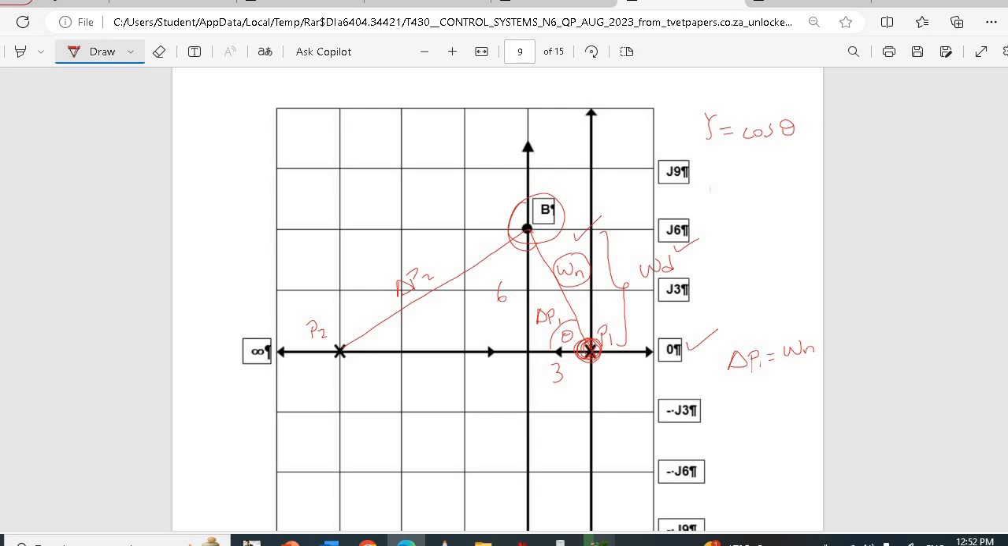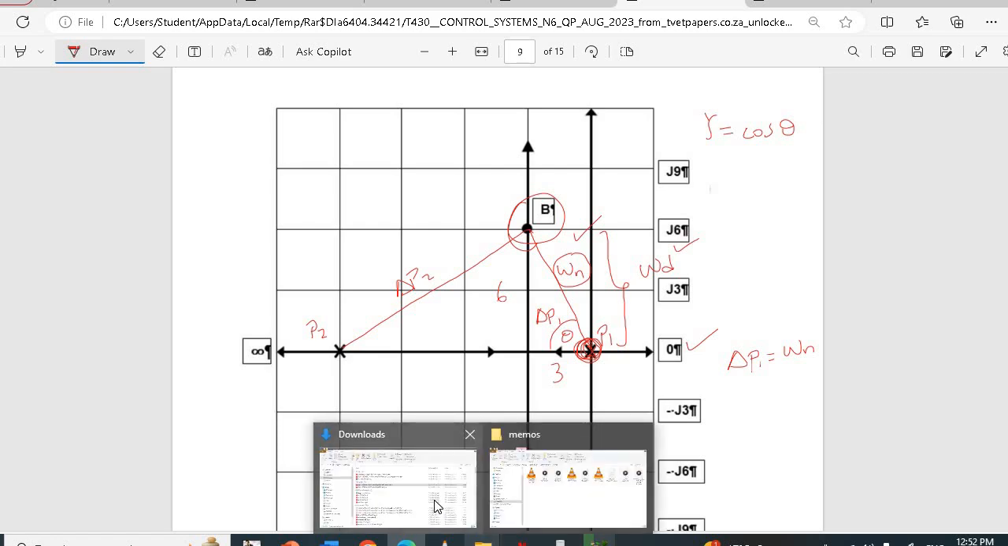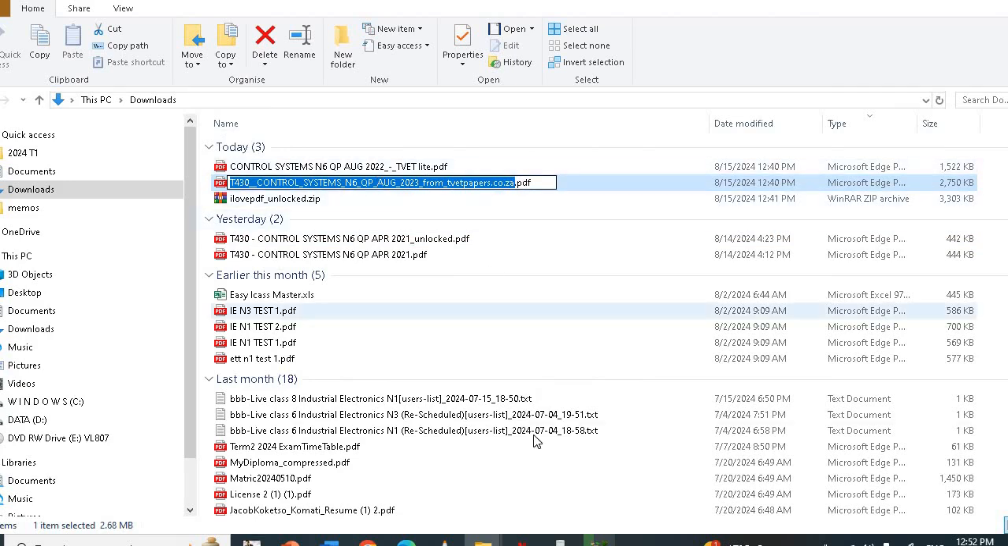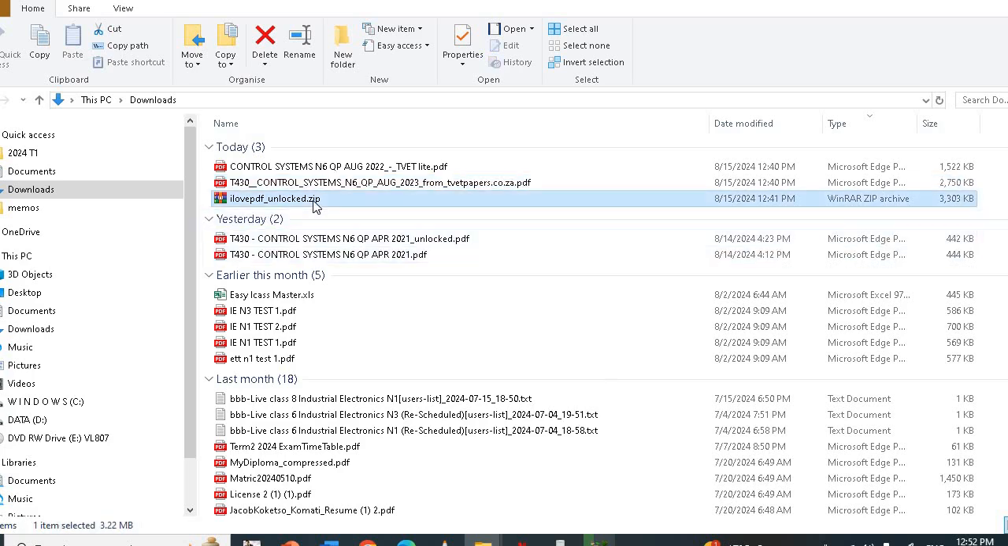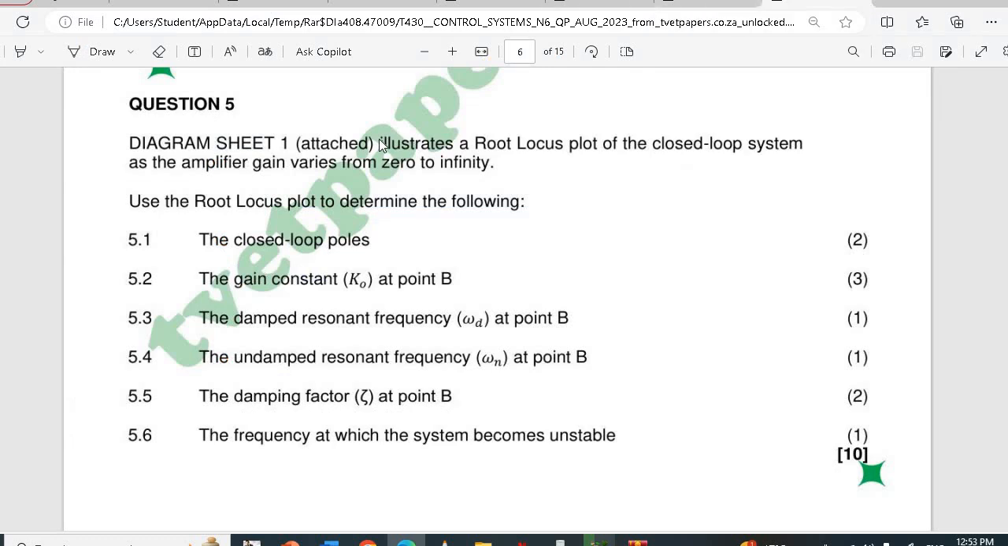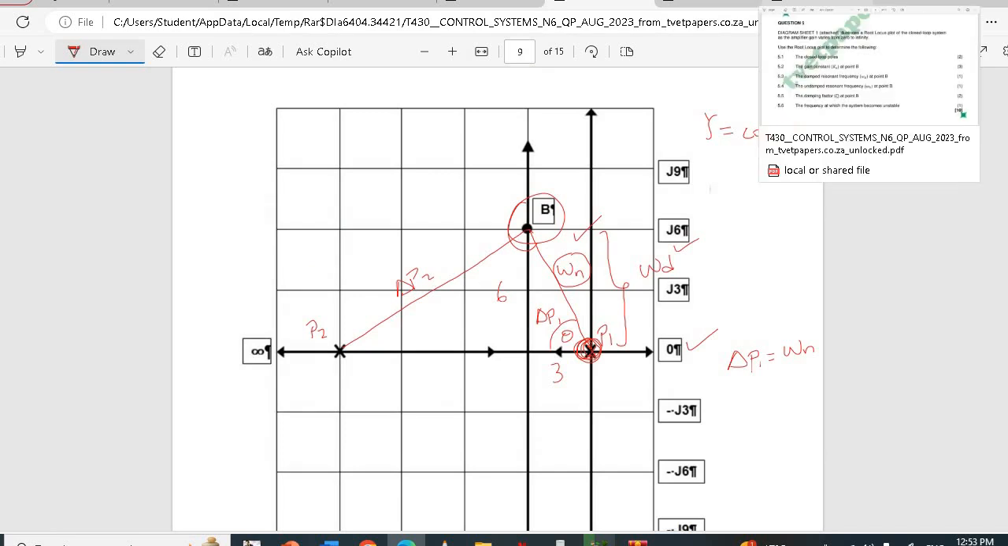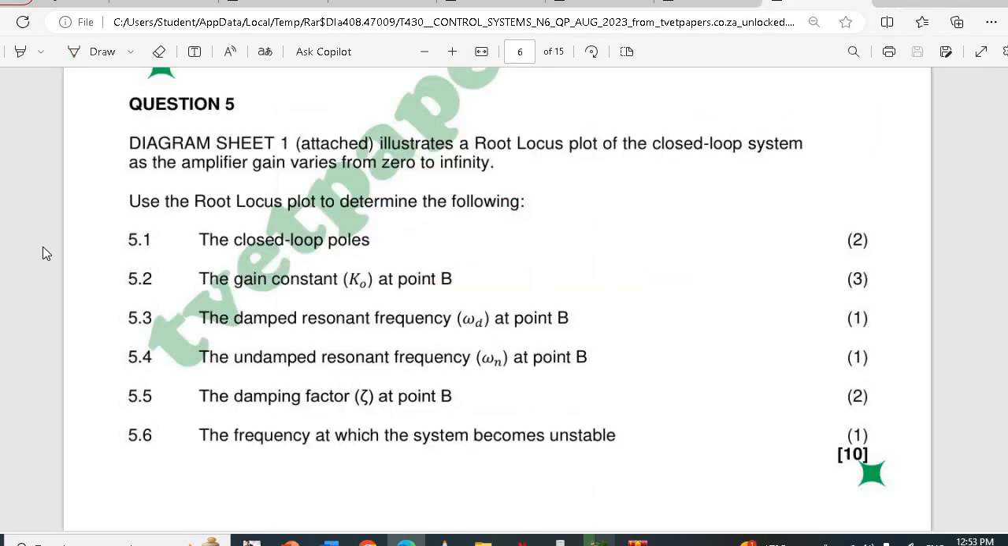So now let's get started and see what they are looking for. Okay, I think I should open this twice also, like we did with other questions. Which paper is this? 2023. Oh, sorry, I think I opened the wrong paper. I think this one must be open from here. Okay guys, so this is question 5 from the question paper, corresponding to this diagram. Let's see what the first question wants. The first question, they say identify your poles.